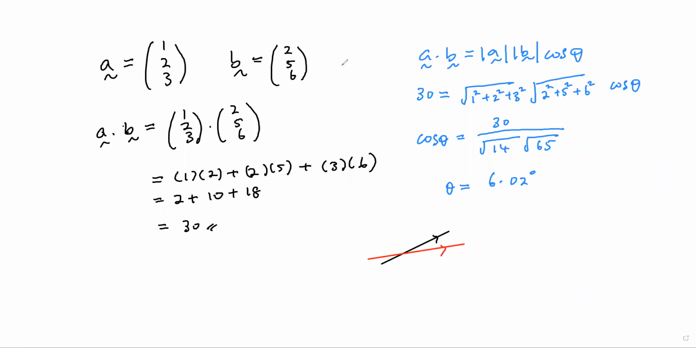This is not drawn to scale, but I hope you get the idea. This would be the angle theta, the angle between them, the acute angle between them. So 6.02 degrees. All right, so that is what the dot product gives us.